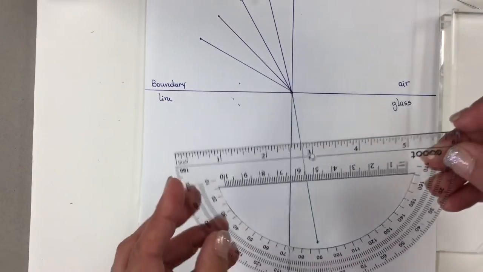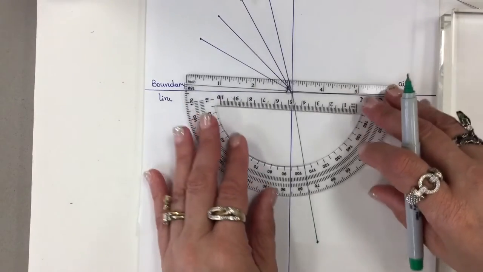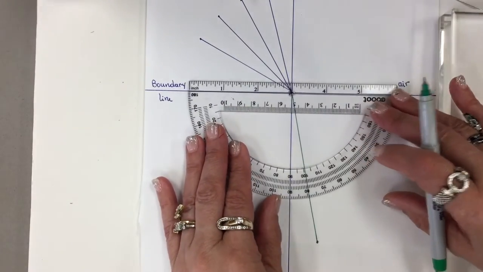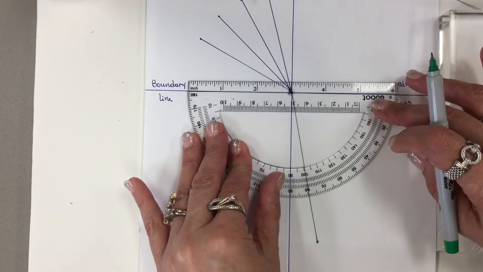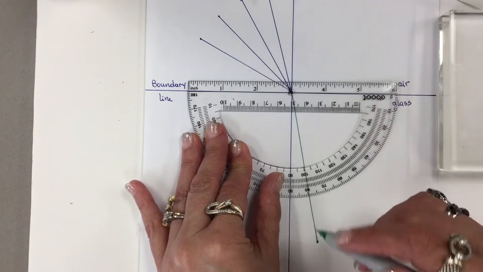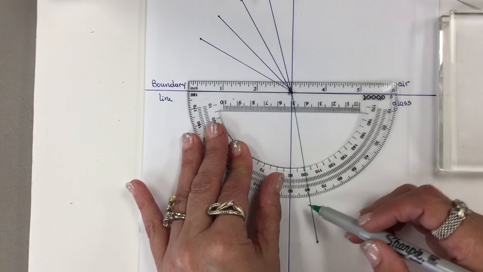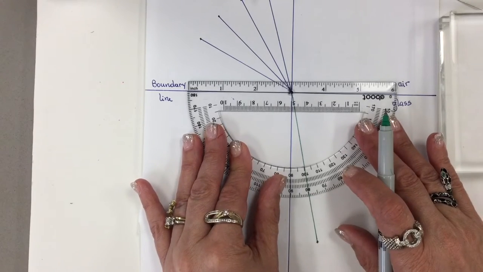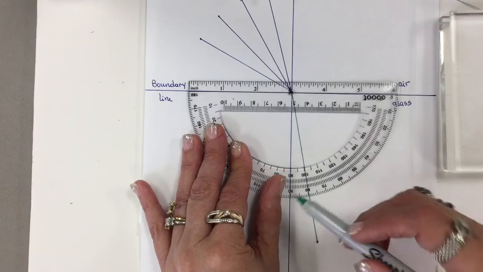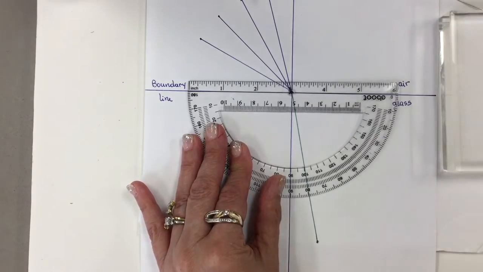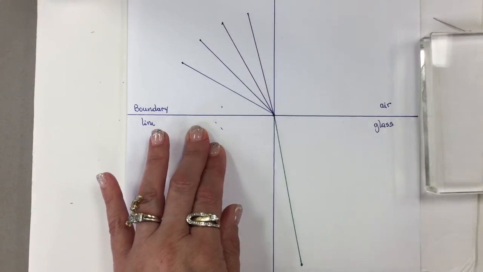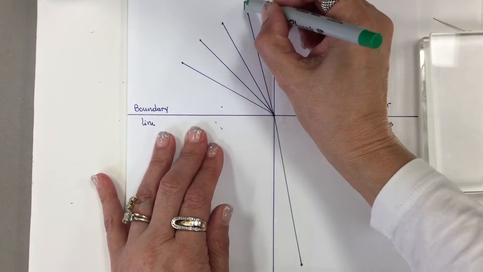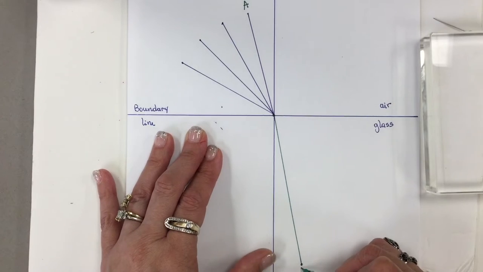Now I'm going to place the protractor aligned here with 90, and I'm going to read this angle. So this angle is 10 degrees. So this line is A1.